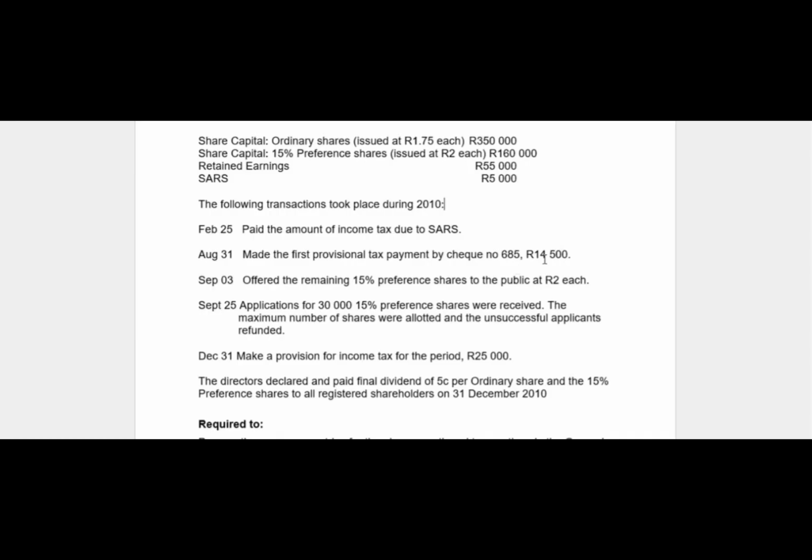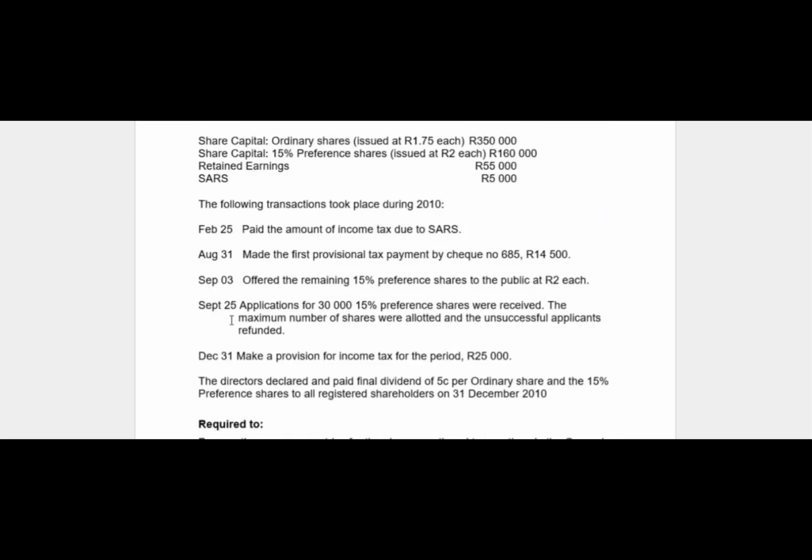With how much you have paid? Let's see, you have paid 14,500, right? So let's go and record this one. 14,500 from this side, 14,500, right? And then narration, you can say first provisional tax payment, or you can say first provisional tax paid, right? No problem, you can narrate like that. And then let's go to the next transaction. This is how you record transaction number 2 that happened on the 31st of August, all right?